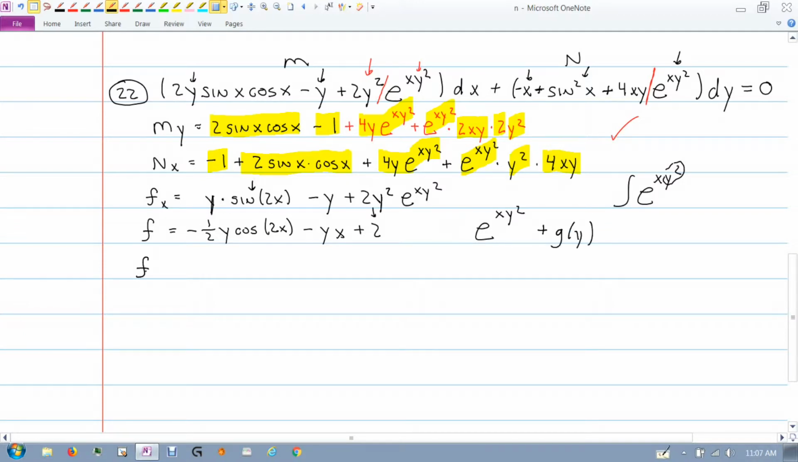Now, I take the derivative of this with respect to y. So let's see, y is the only constant there. I get negative 1/2 cosine 2x, and then I get minus x, and that's the derivative with respect to y, and then I have to take the derivative of all of this with respect to y. So it's itself times the derivative of what's up here with respect to y, which is 2xy.